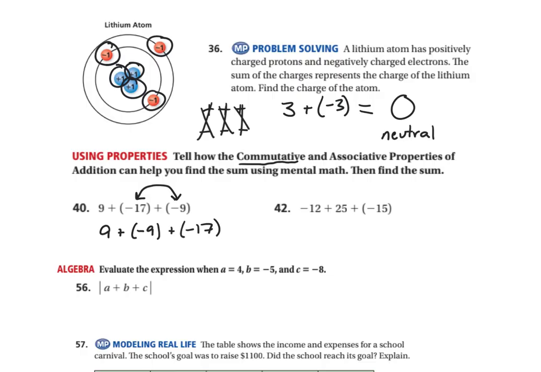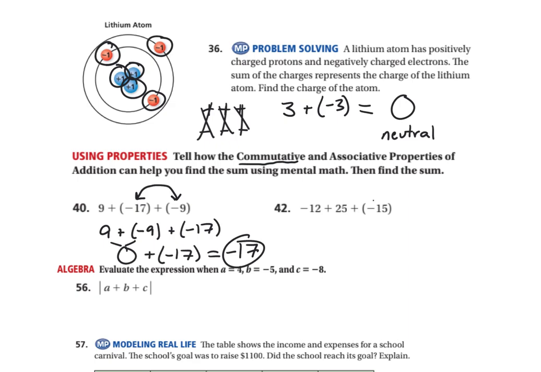Now, why would I do that? Well, take a look here. We have opposites, 9 and negative 9, which we know is going to result in 0. And 0 plus any number is just whatever that number we were looking at. So I get an answer of negative 17.